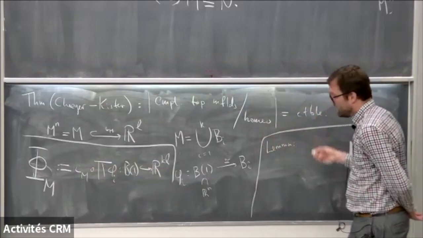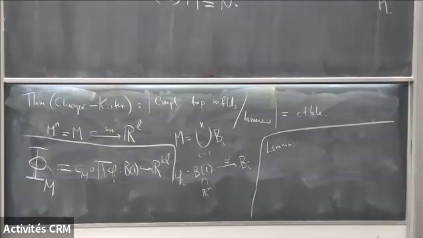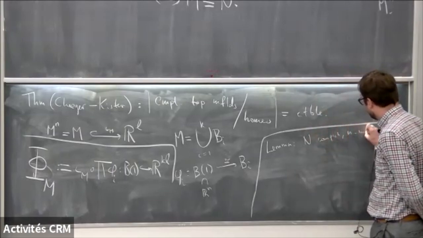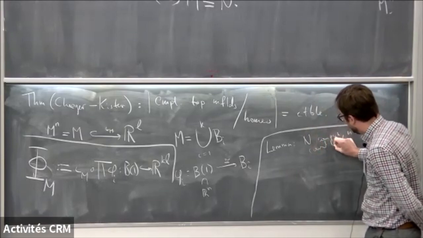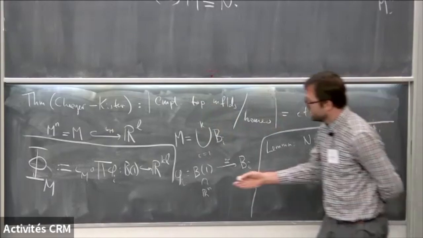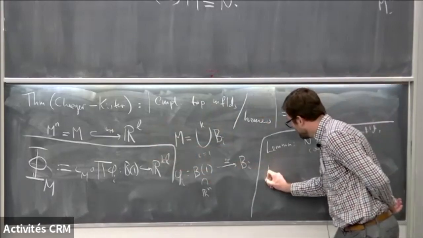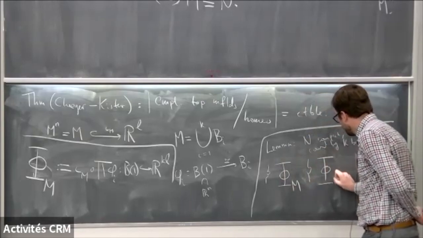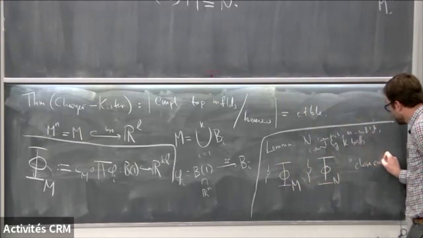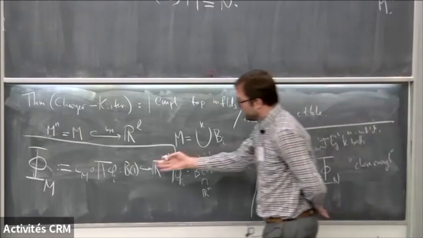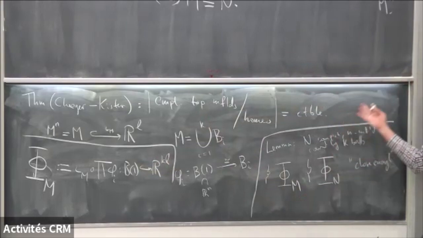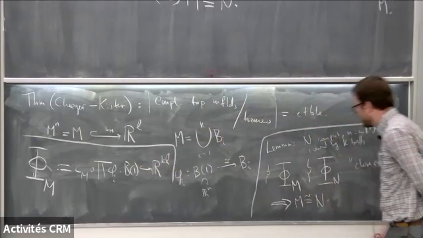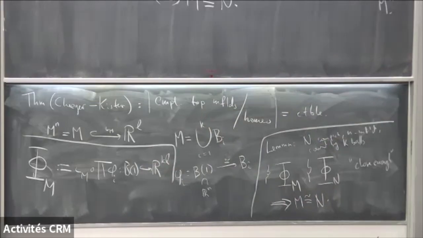that Cheever and Kister prove, which uses this difficult work of Edwards and Kirby, is that if N is also a compact n-manifold covered by k balls, so somehow similar data to what we have here, and if the corresponding maps phi sub m and phi sub n are close enough, I mean, these are simply maps from the ball into some Euclidean space, so you just need these to be close enough in the uniform metric, for instance, this will imply that M and N are homeomorphic as manifolds. So that's the crucial thing that Cheever and Kister prove.